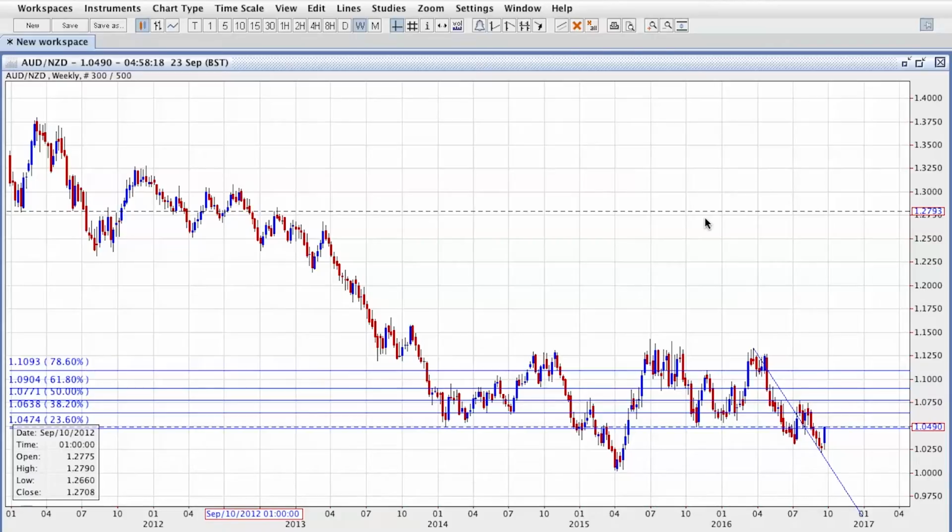Today I'll be looking at the Australian dollar against the New Zealand dollar. I'll be discussing the fundamental aspects of this currency, and I'll also be trying to identify the key technical levels that you need to know.